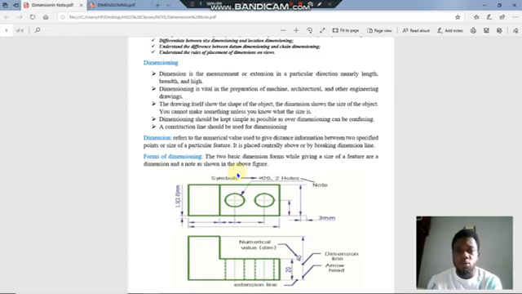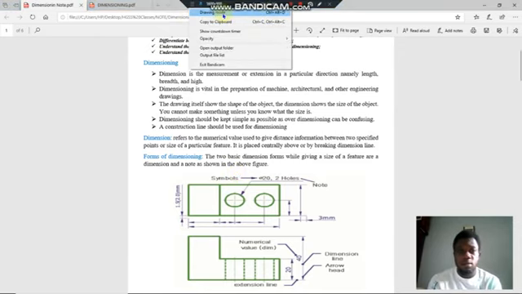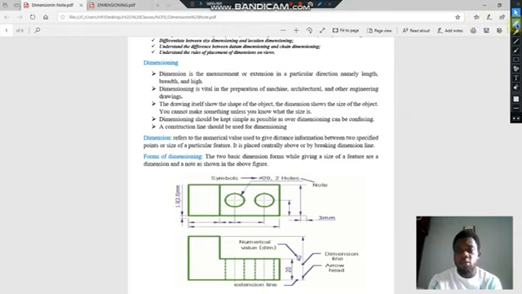So putting all of this together, we can define dimension as the numerical value used to give distance information between two specific points or sides of a particular feature. It can be placed centrally above or by breaking the dimension line. So that is basically what dimension is. Any of these definitions can serve. A measurement or extension in a particular direction, like I demonstrated before.